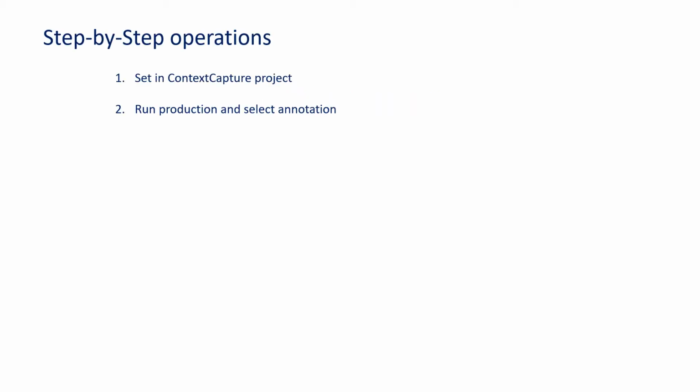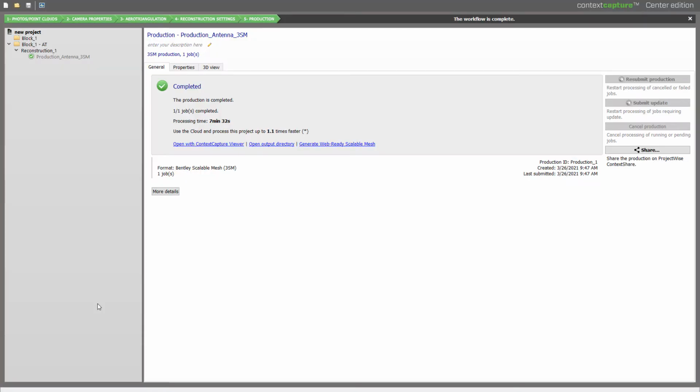First, set up your ContextCapture project. Second, run production and select annotation. Third, select object detection and an appropriate detector before reviewing the results.